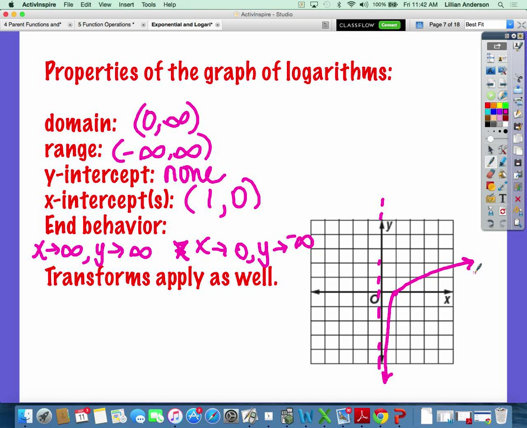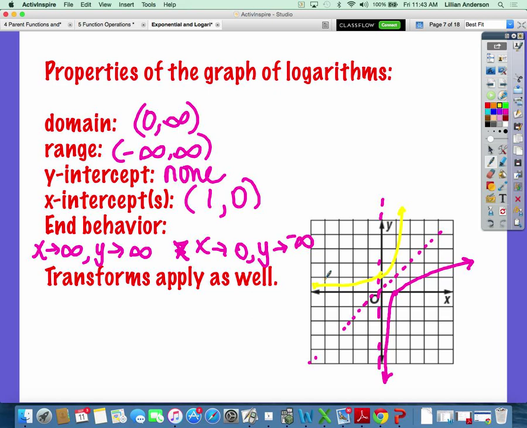They're inverses, so basically you reflect your exponential function over the line y equals x. This would have been your exponential function here, so you reflect over that line. A-S-Y-M-P-T-O-T-E, asymptote.